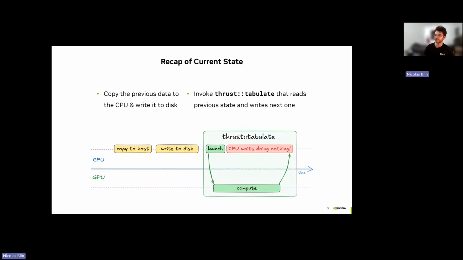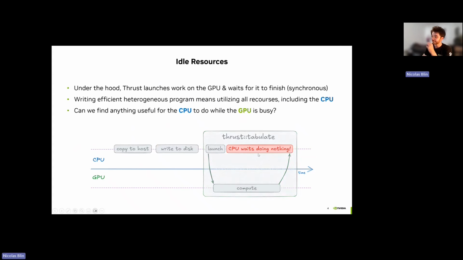So if we recap the current state of our heat equation simulator: first, we copy the data from the GPU to the host and then write it to disk. Then, once this is done, we use thrust tabulate to compute the next set of temperatures on the GPU. And we can see here that the CPU is launching the computation, and then the GPU is doing the computation, and the CPU here is waiting, doing nothing.